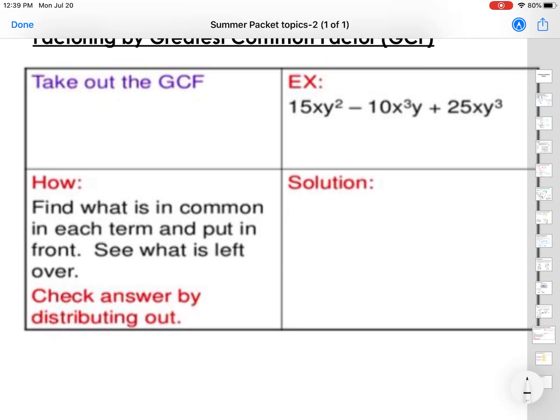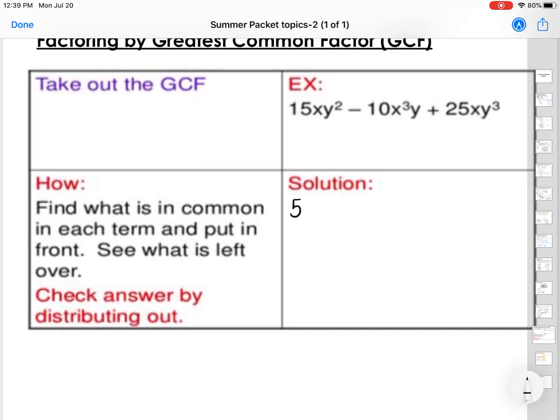want to look at are the numbers, the 15, the 10, and the 25. What number, if any, can I divide all three of those numbers by? Well, and also, what's the greatest number I can divide them all by? Because obviously I can divide them all by 1, but that doesn't get me anywhere. They're all divisible by 5, so I'm going to take 5 as part of my GCF.